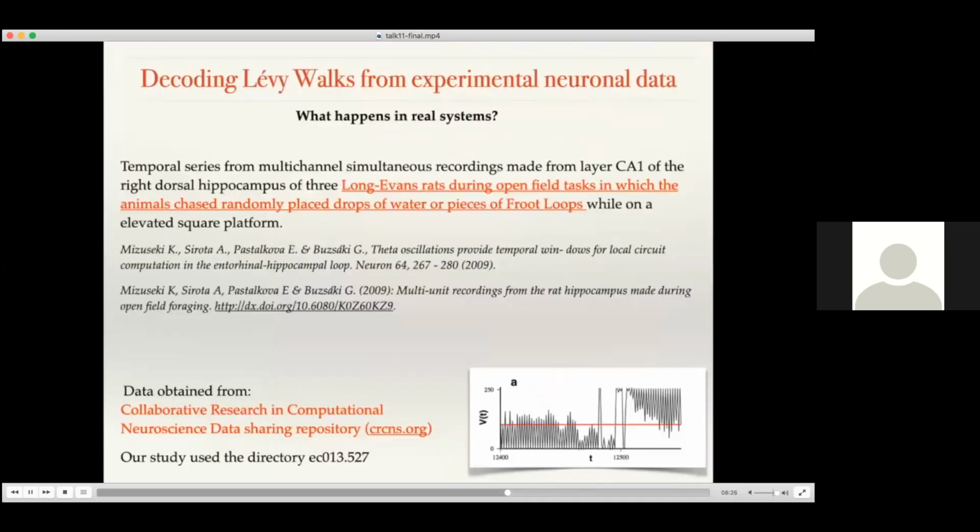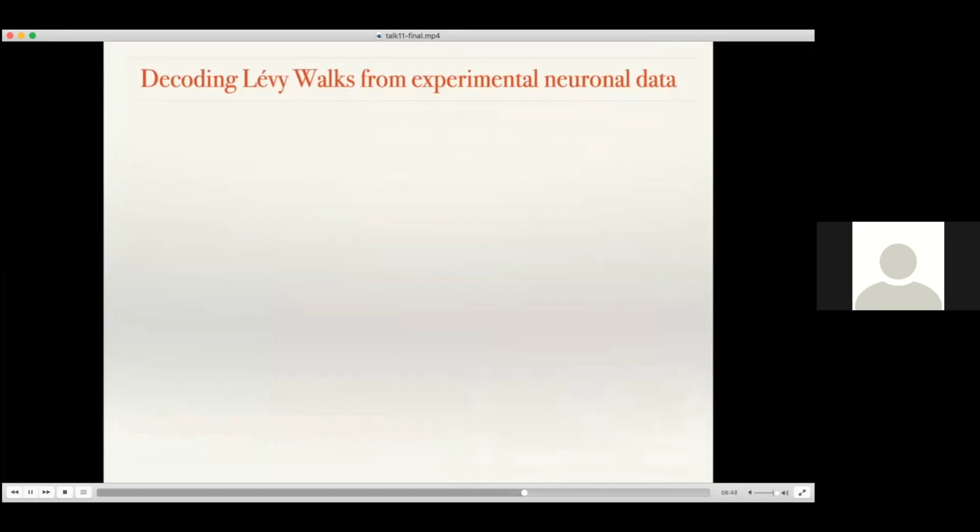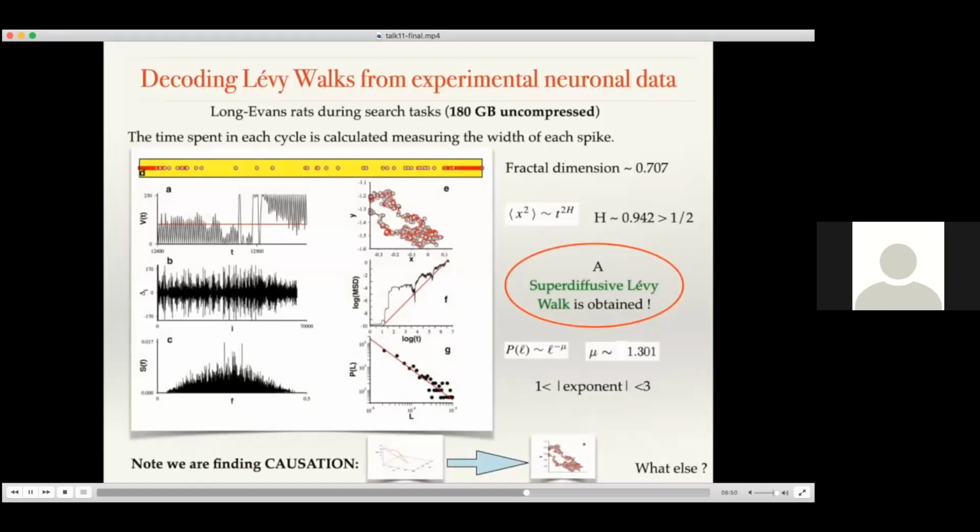So we use data from the Collaborative Research in Computational Neuroscience data sharing repository, and in particular data from Long-Evans rats during an open field task in which the animal chased randomly placed drops of water or pieces of Froot Loops. So using this temporal data we were able to decode also Lévy walks from these experimental data. This is quite a large set. It's around 180 gigabytes of information when compressed.